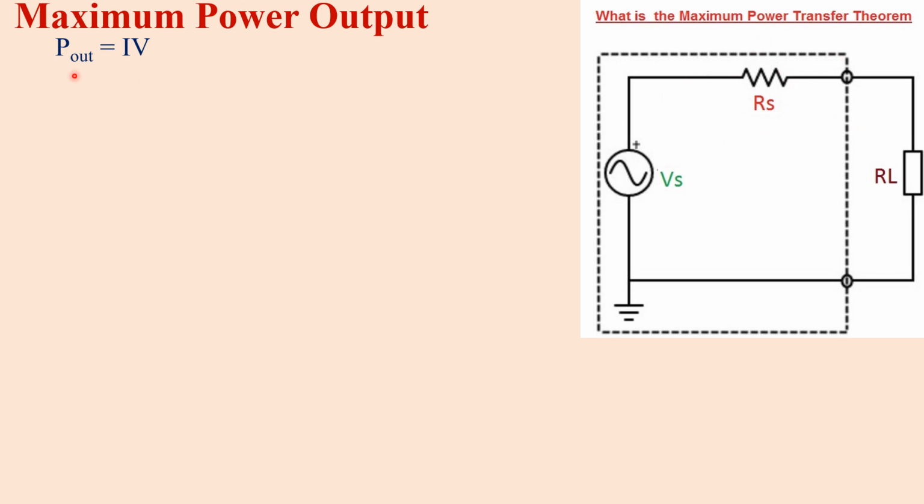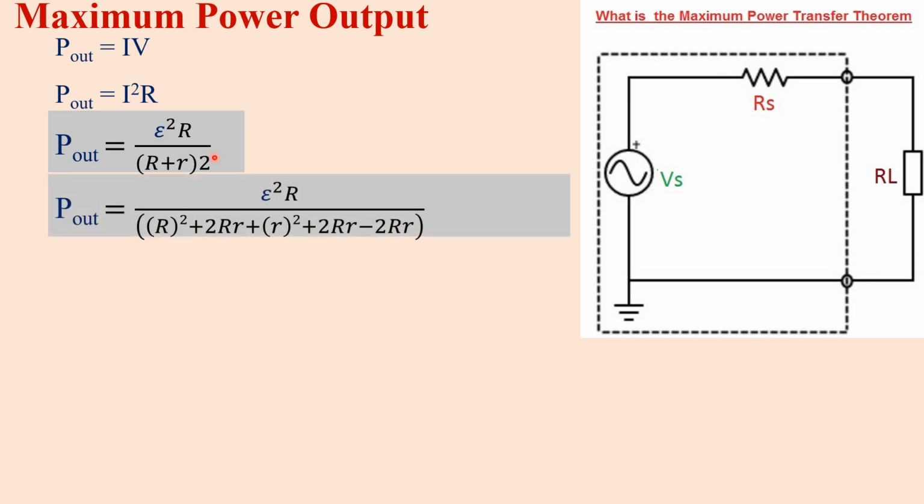We know that power output in a circuit equals I into V, and that equals I square R. Putting the value of I equals E divided by R plus small r, we get power output equals E square R divided by R plus small r whole square. In the denominator, we can use the formula A plus B whole square to expand this term, and we get E square R divided by R square plus 2R into small r plus small r square plus 2.